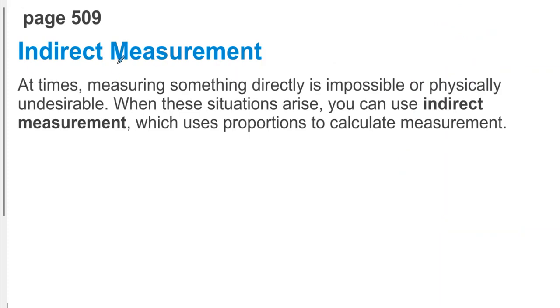At times, measuring something directly is impossible or physically undesirable. When these situations arise, you can use indirect measurement, which uses proportions to calculate measurements. There are four basic types of problems for setup where you'll be using similar triangles. I'm just going to go over all four of these, and it's the same math that you would have gotten, like similar triangles that you've been solving for the last four sections.